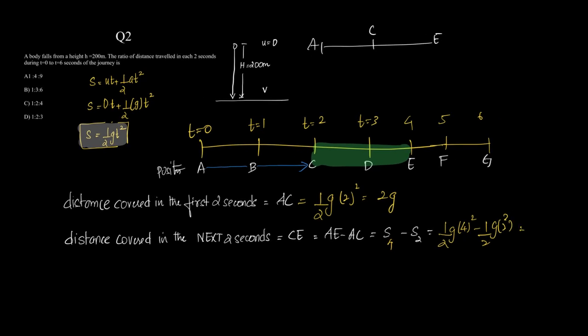So this will be equal to half into g into, 4 square is 16. 16 minus 4 is 12. 12 by 2 is 6, right? So this is 6g. So you get 2g and then 6g.